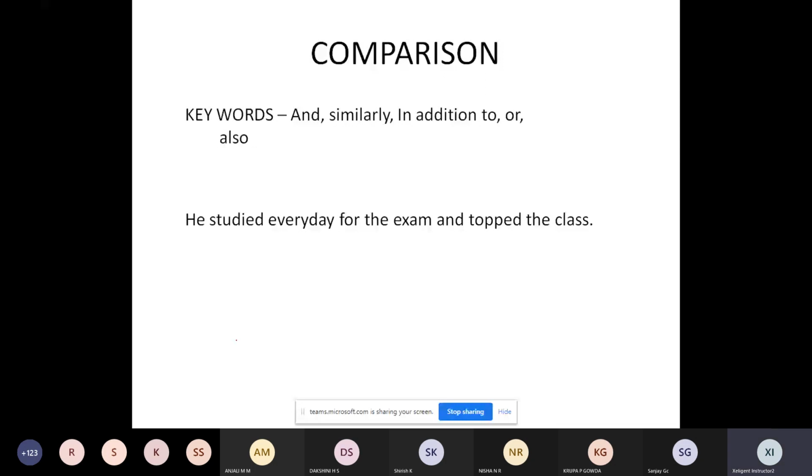Now let us see the example given here. He studied every day for the exam and topped the class. So this is the example. He studied every day for the exam is one phrase, and is a keyword. Top the class is another phrase. These two phrases are joined by the keyword and. Okay, so and is a positive keyword, and if you look at the phrases, this one is in a positive tone and this one is also in a positive tone.